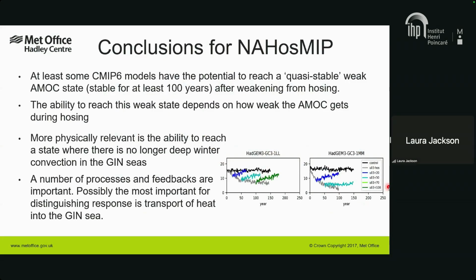So, conclusions. At least some CMIP6 models have the potential to reach a quasi-stable weak AMOC state. So when I say stable, I mean for at least 100 years after weakening from hosing. And the ability to reach this weak state depends on how weak the AMOC gets during hosing, but maybe more physically relevant is the ability to reach a state where there's no longer deep winter convection in the GINs. And there are a number of processes and feedbacks which are important, but possibly the most important for distinguishing the response is the transport of heat into the GINs.